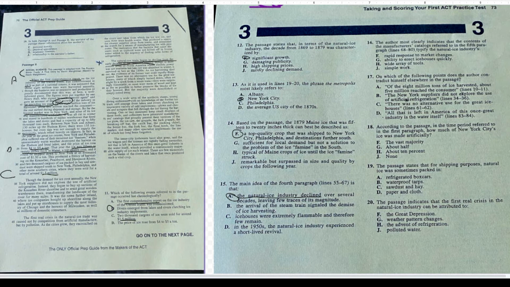Okay, so we're right here. A wide area of the northern states, young diving enthusiasts, with no knowledge of the former ice trade, still emerged from lakes and rivers clutching an impressive variety of odd implements, plows and chisels. That answers that. Divers emerged from lakes and rivers clutching industry implements, so we confirmed that our number 11 was right.